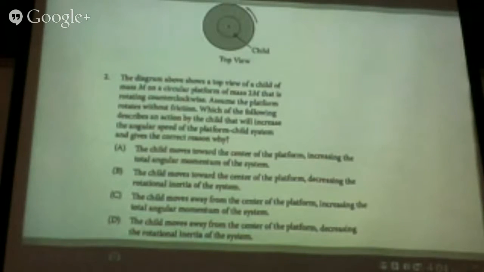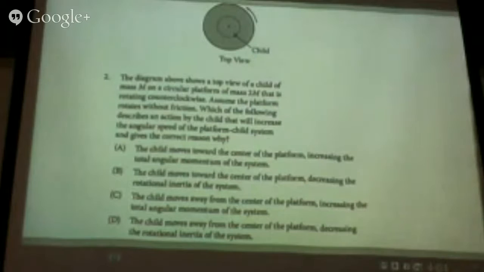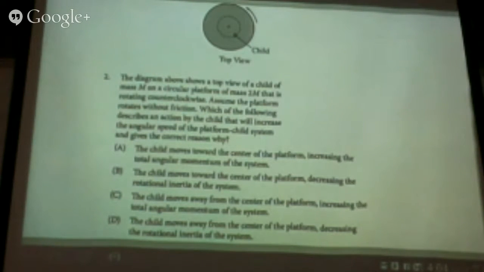Okay. Now, if we look at C and D, they're backward here. If the child moves away from the center of the platform, we increase the total angular momentum of the system. Again, momentum doesn't change. So C and A are wrong for the same reason. And then D, the child moves away from the center, decreasing the rotational inertia of the system. Well, that's just wrong because it wouldn't decrease the rotational inertia. It would increase the rotational inertia. So D is wrong because it's got the definition of rotational inertia wrong. So this one doesn't have to be B.